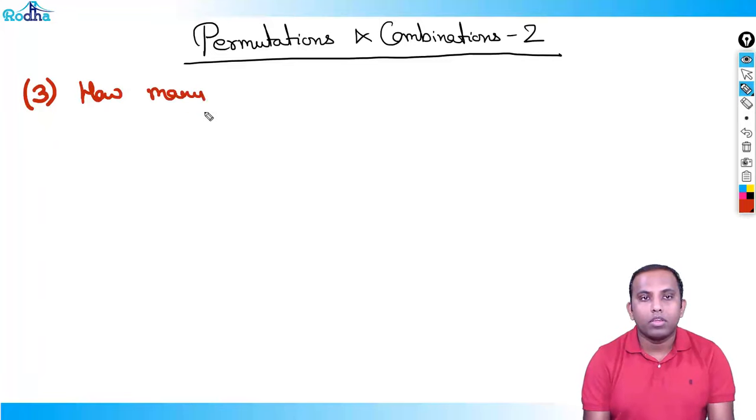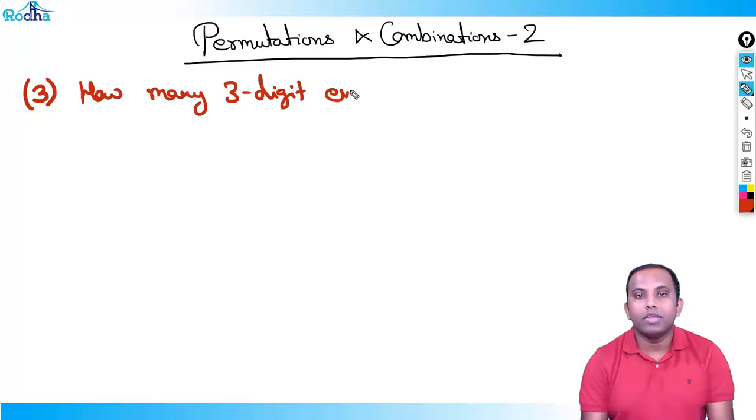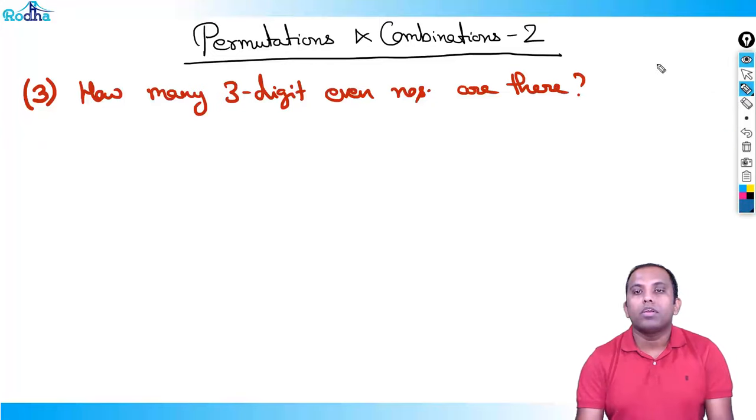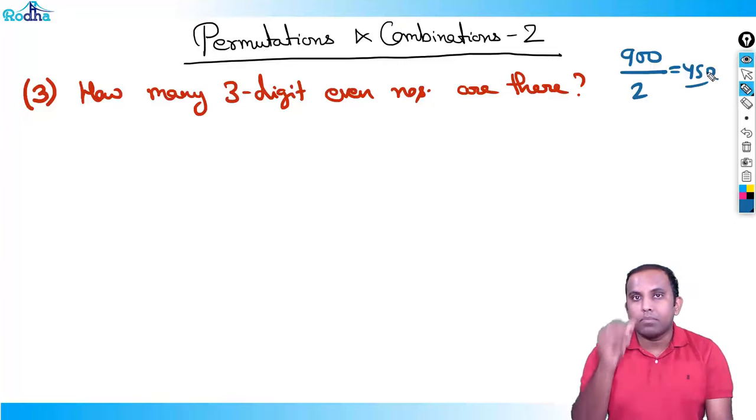How many three digit even numbers are there? Again, we'll do it by multiplication. Answer you can tell very easily, because total we discussed there are 900 three-digit numbers. So half will be odd, half will be even. So 900 by 2, answer is 450. But we'll discuss it by multiplication to get that conceptual clarity.